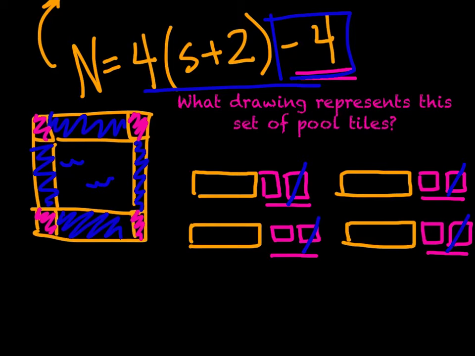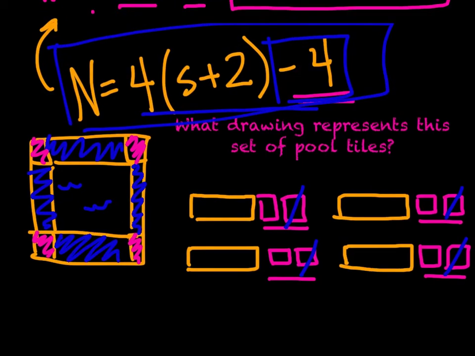So that is essentially the drawing that I might create. Essentially, I have s plus 2, and I have it 4 times, 4 groups of s plus 2, and I'm subtracting 4 from that, so I'm taking 4 of those tiles away. So this is my drawing that I can say is equivalent to this particular equation.